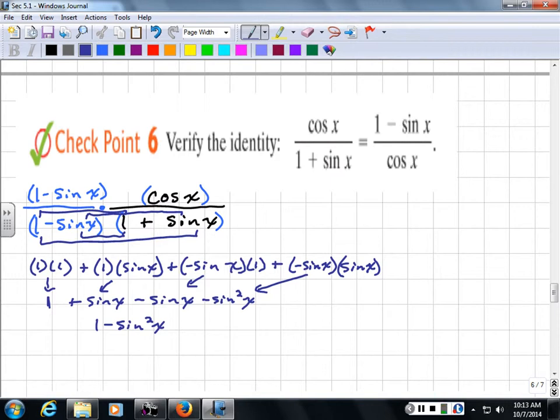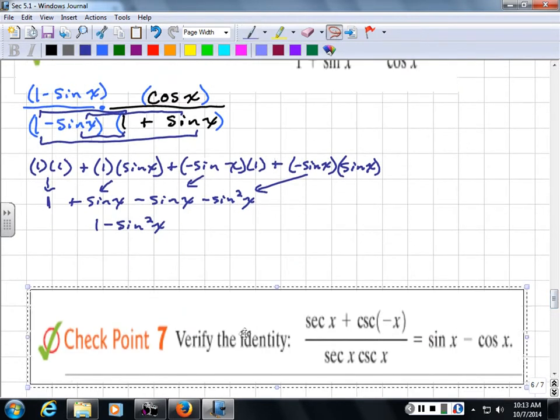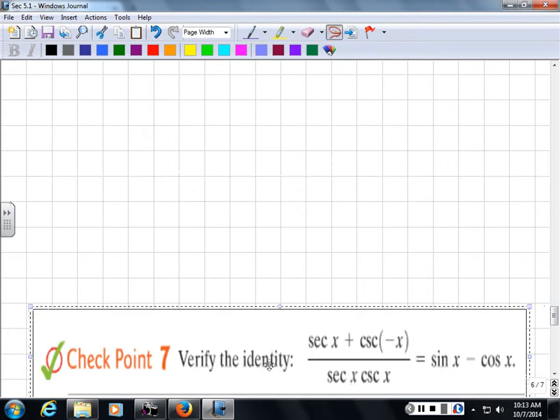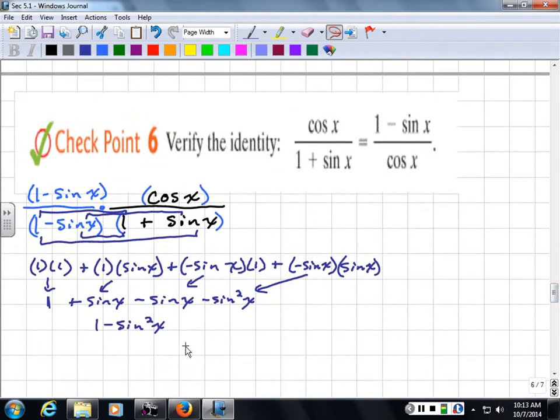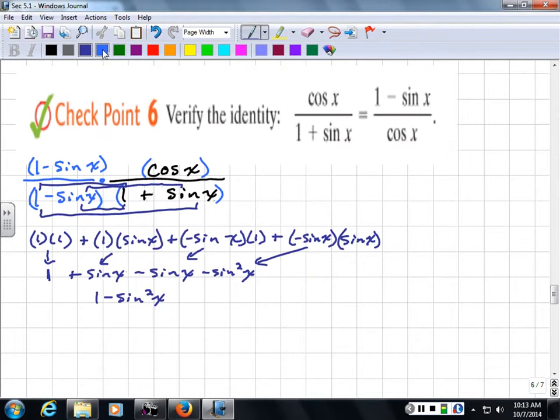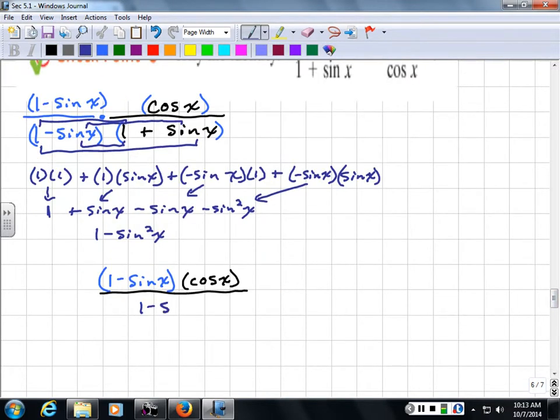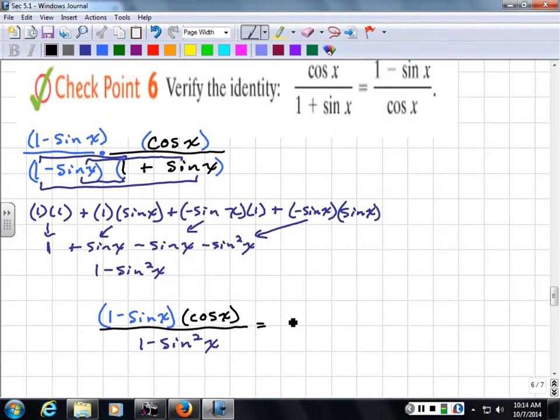In the numerator, we'll stick with 1 minus sine x times cosine x. Okay? Let me get rid of this. So this whole thing now, when I rewrite it, I'm going to have 1 minus sine x times the cosine of x over 1 minus sine squared x. And that's still equal to whatever I've got over here, which is 1 minus sine x over cosine x.